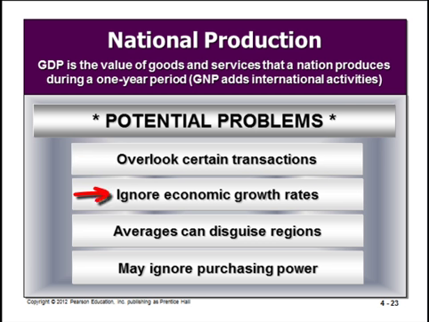Second, the question of growth. GNP and GDP are a snapshot of one year's economic output and do not indicate whether an economy is growing. Third, the problem of averages. Per capita figures are averages. Urban areas can be more developed than rural areas and have higher per capita income.